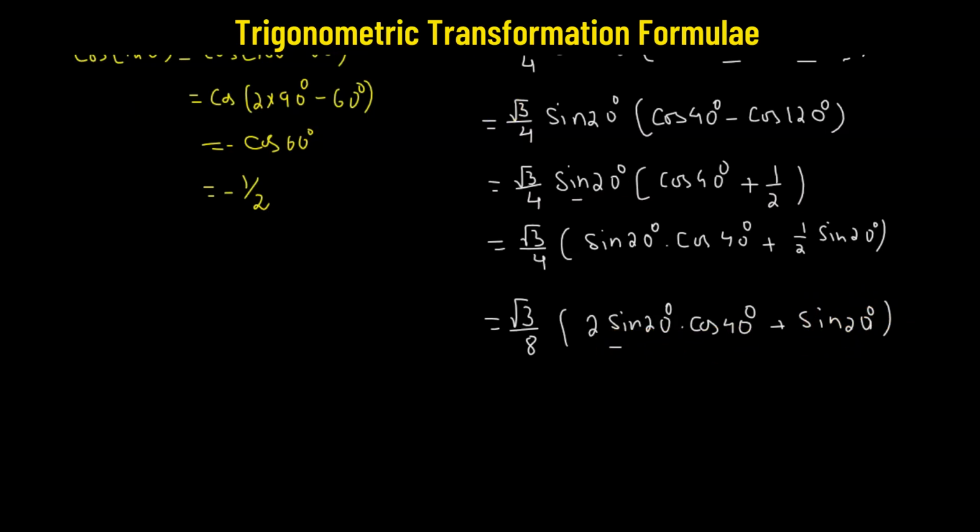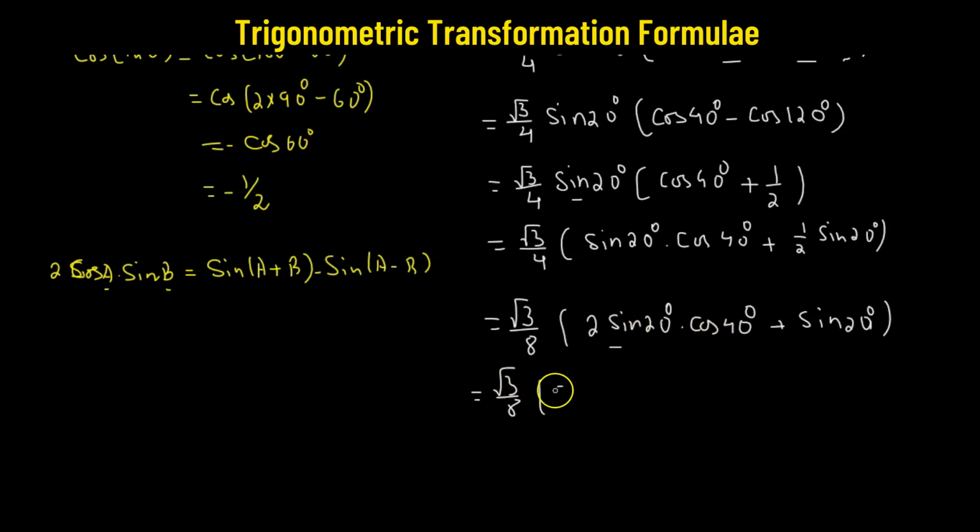Now we have 2 sine 20 degrees cosine 40 degrees. So here we're going to use the formula for 2 times cosine a times sine b. That becomes equal to sine of a plus b minus sine of a minus b, the difference of the sine function, assuming a is greater than b. That means we now have square root of 3 over 8. And within the parentheses, 2 sine 20 cosine 40 is going to be sine. Here a is 40 degrees and b is 20 degrees. So we have 40 plus 20, that's 60 degrees. So sine 60 degrees minus sine of 40 minus 20, so that's 20 degrees. Negative sine 20 degrees plus sine 20 degrees.